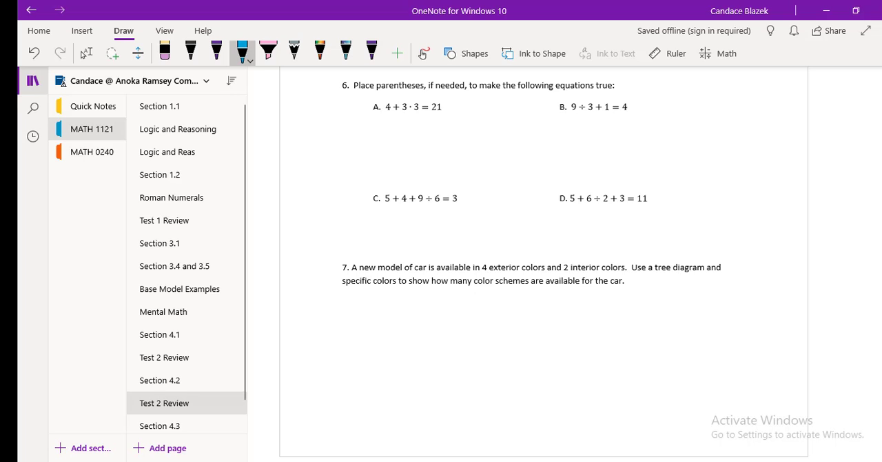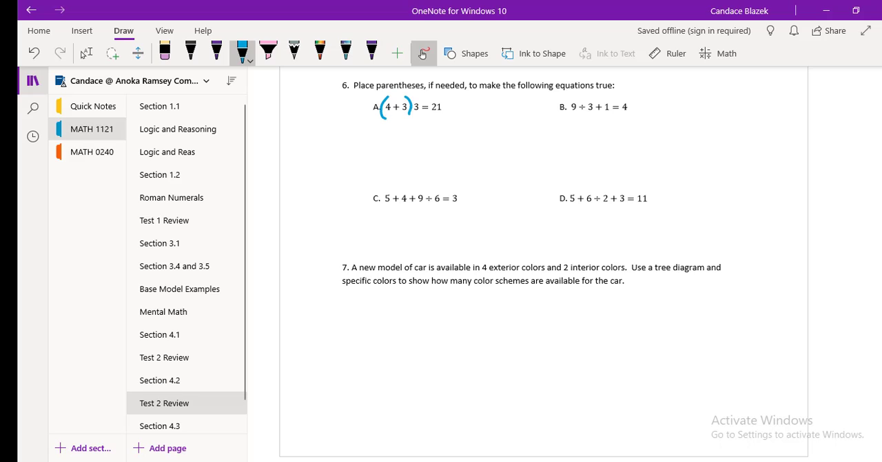which is not equal to 21 that we need. But I do see that if I put parentheses around the 4 plus 3, that would give me a 7, and then multiply it by 3. So 7 times 3 is 21.